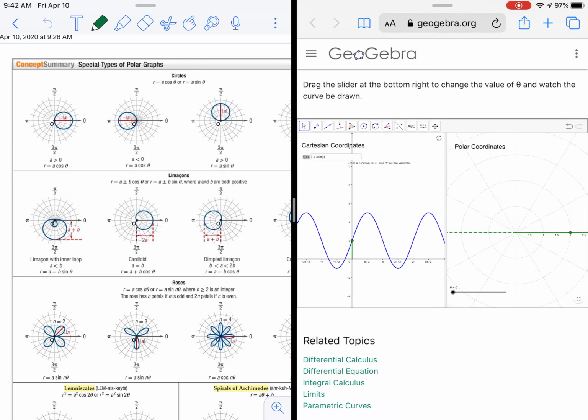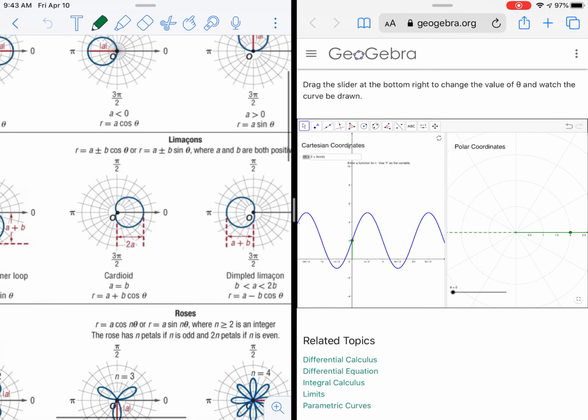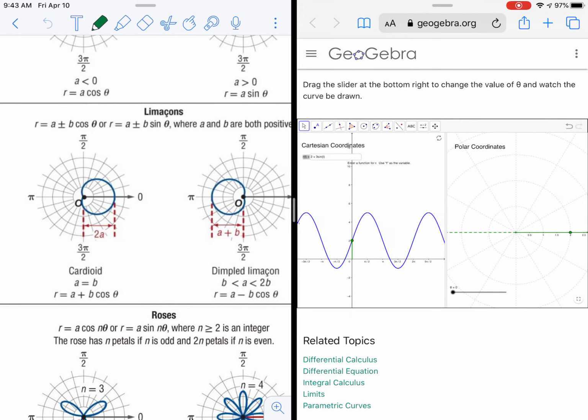All right, friends, the next shape we're going to explore a little deeper is the limaçons. The limaçons can be tricky because there are different types of limaçons. I think it's important you know the cardioid, which I'll get to in just a moment. But for your general understanding, the limaçon is when you have a number plus another number times the cosine, or a number minus another number times the cosine or sine.